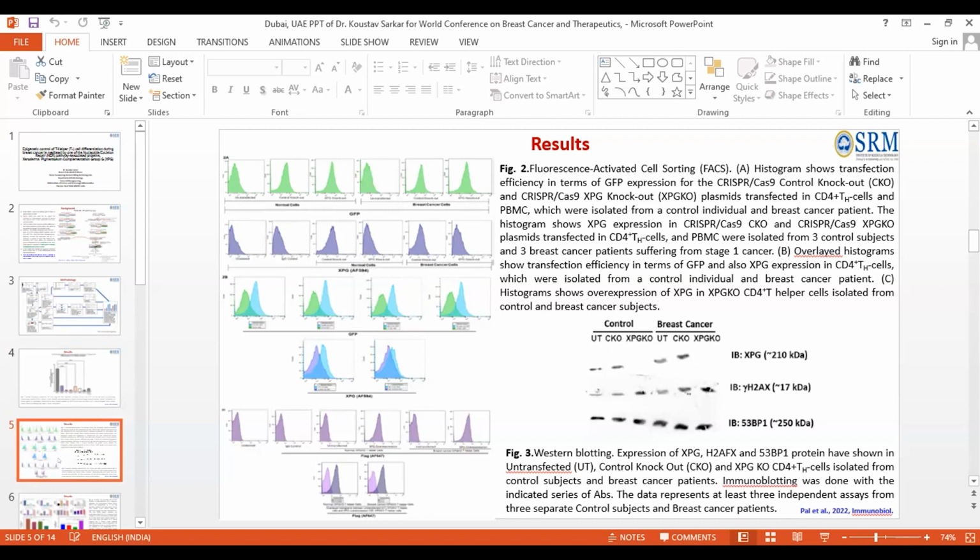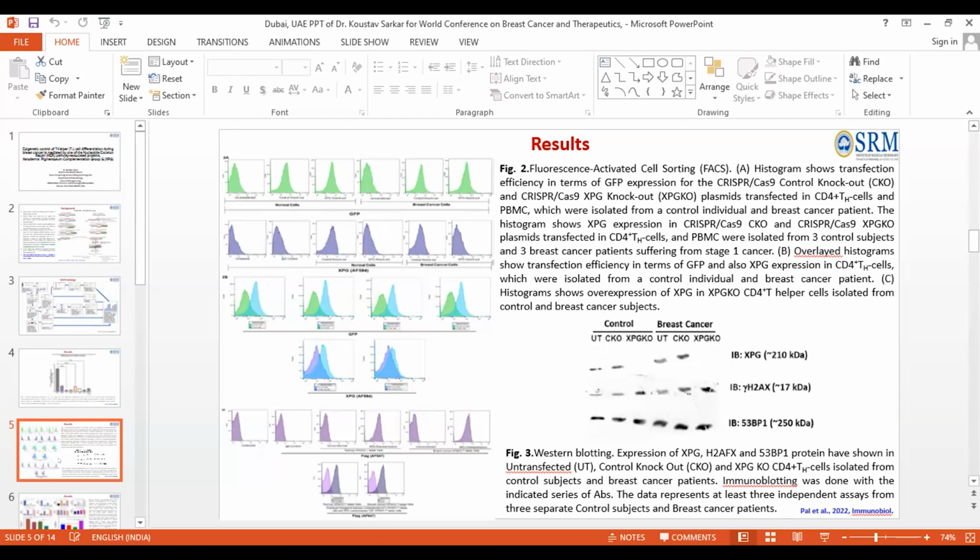Now you can see that the construct we used is a CRISPR-Cas9 construct which has GFP as a reporter, and you can see GFP expression everywhere. But when we knock out XPG, you can see in the graph that it shifts to the left side in the case of knockout. And again, if you overexpress, you can see it moving towards the right side.